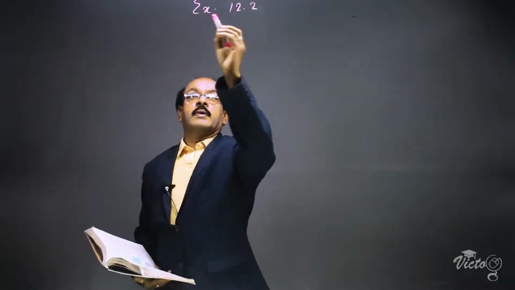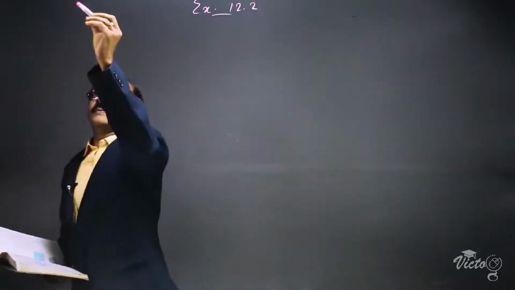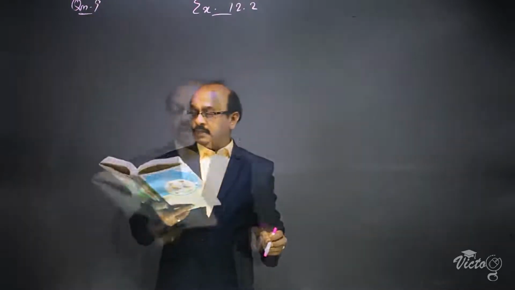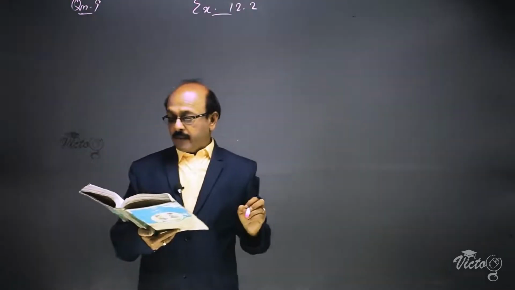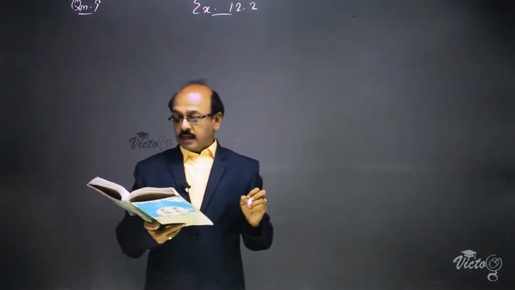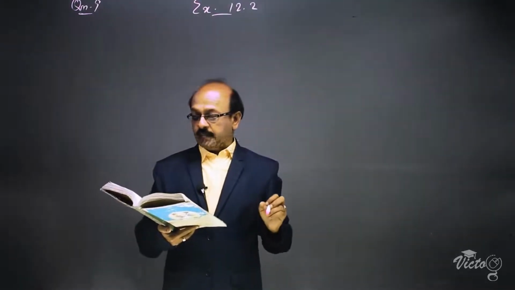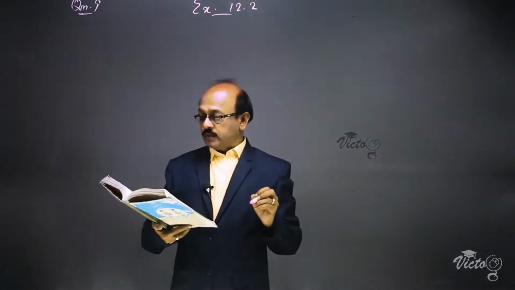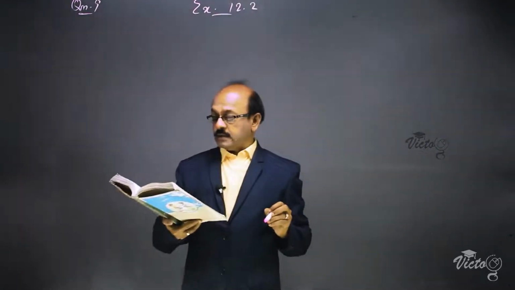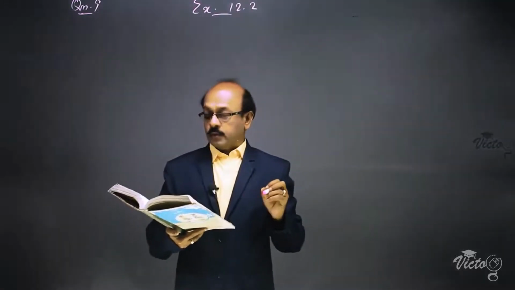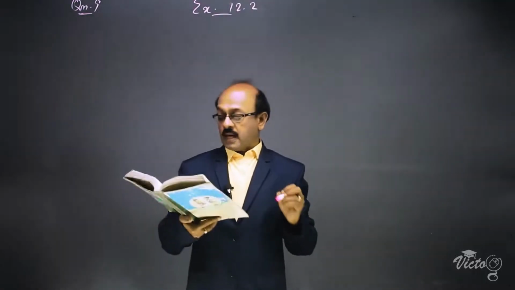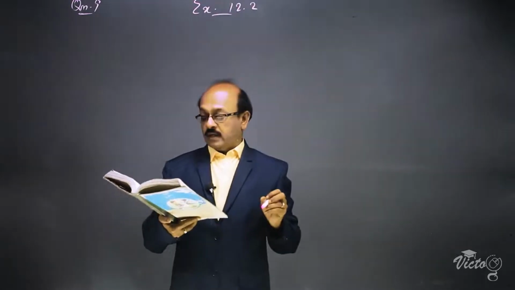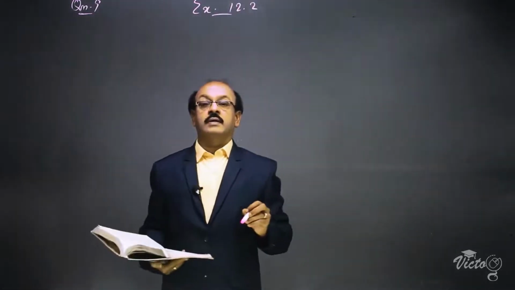Next question is also from exercise 12.2. Question number 9. The question is, a brooch is made with silver wire in the form of a circle with a diameter 35 millimeter. The wire is also used in making 5 diameters which divide the circle into 10 equal sectors as shown in the figure. Find the total length of the silver wire required.